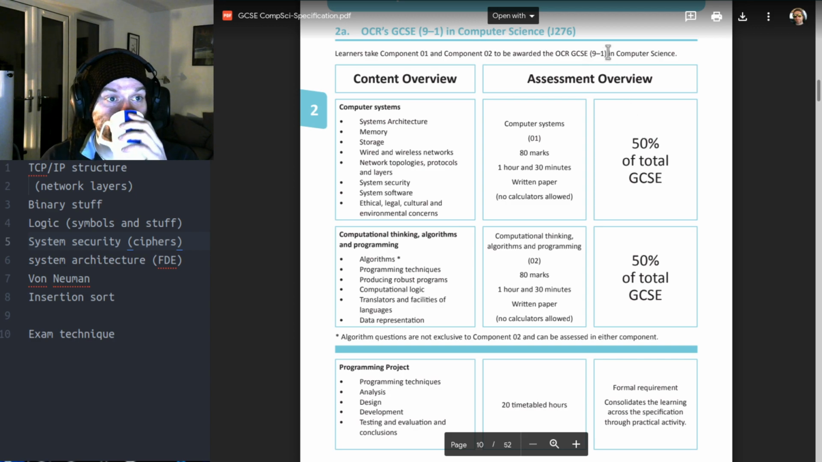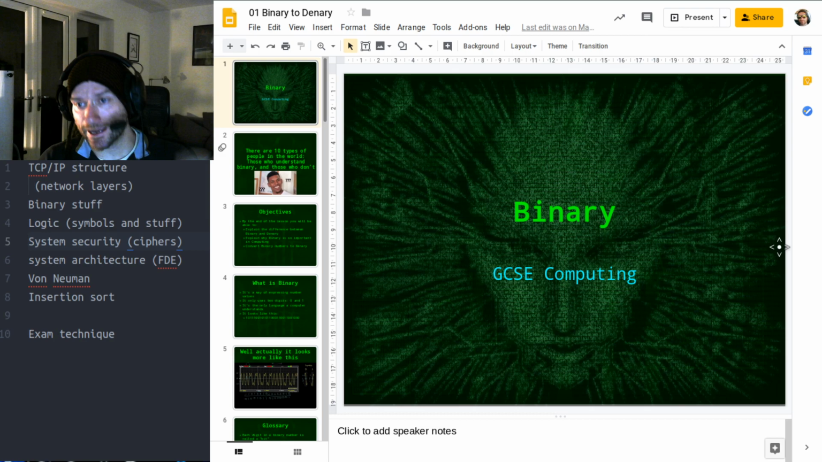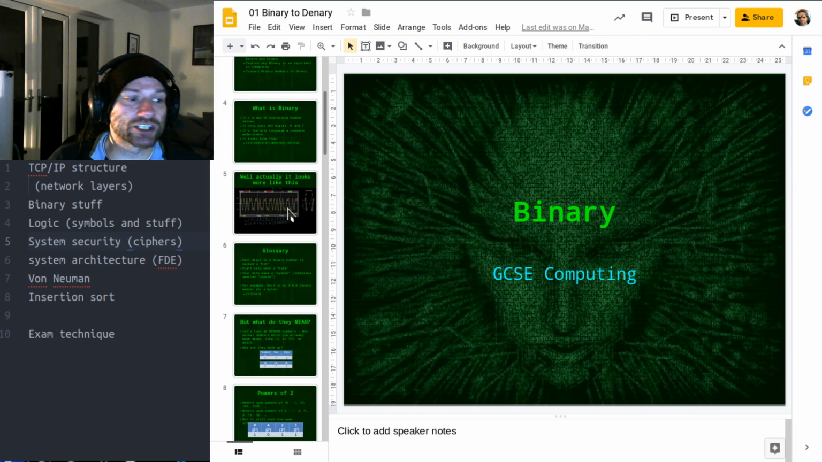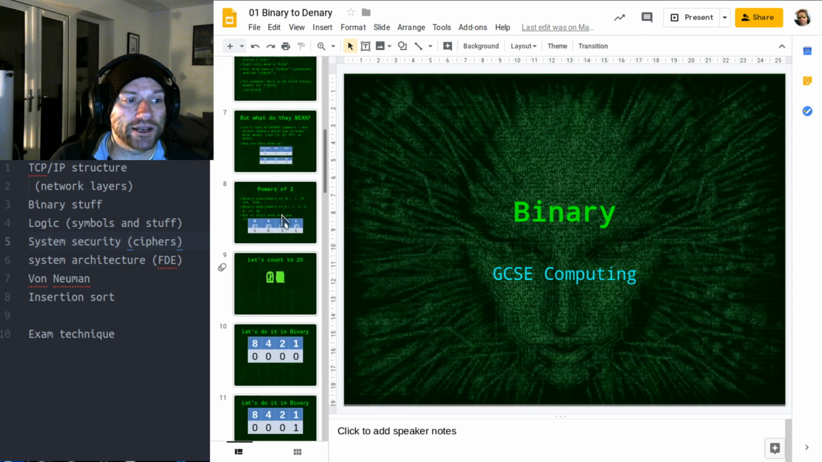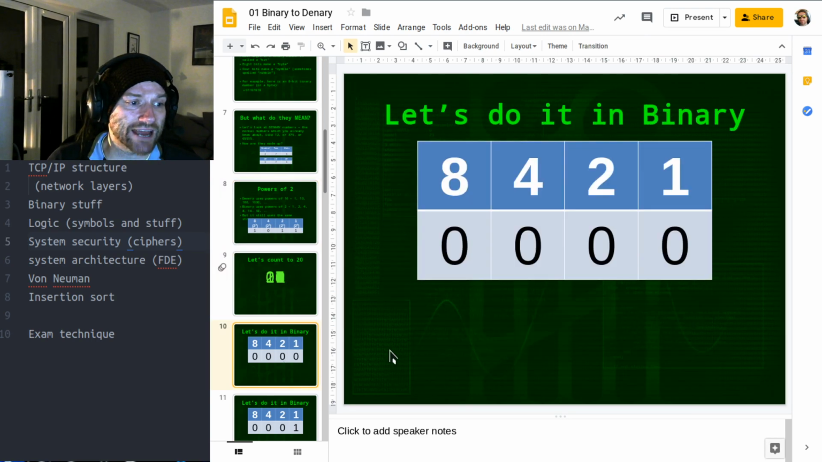Let's get started. Right, binary. Let's do some binary, yeah? First of all, stop me if I'm going too fast or too slow, or if you know this stuff. But with binary, I shouldn't really have to go over binary to denary conversions, right?